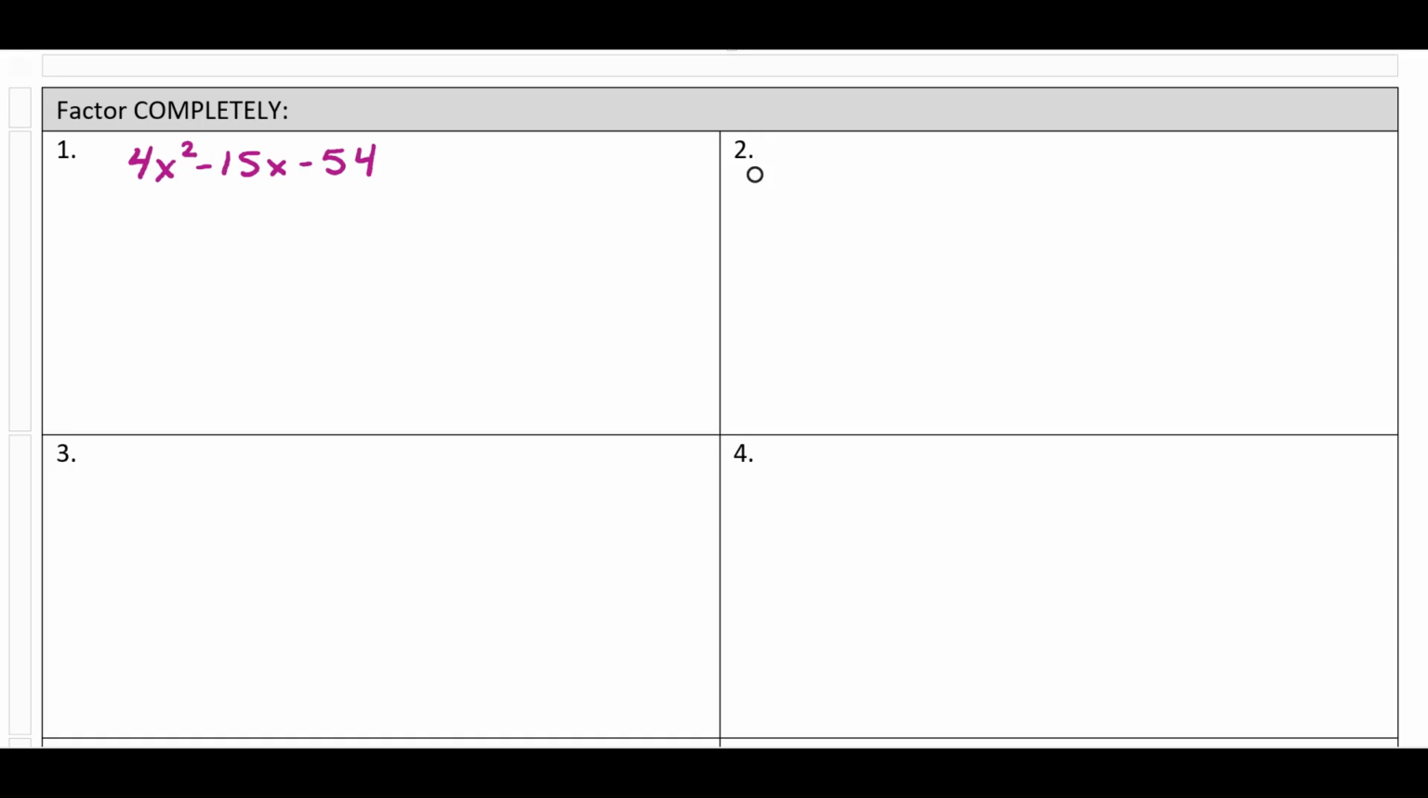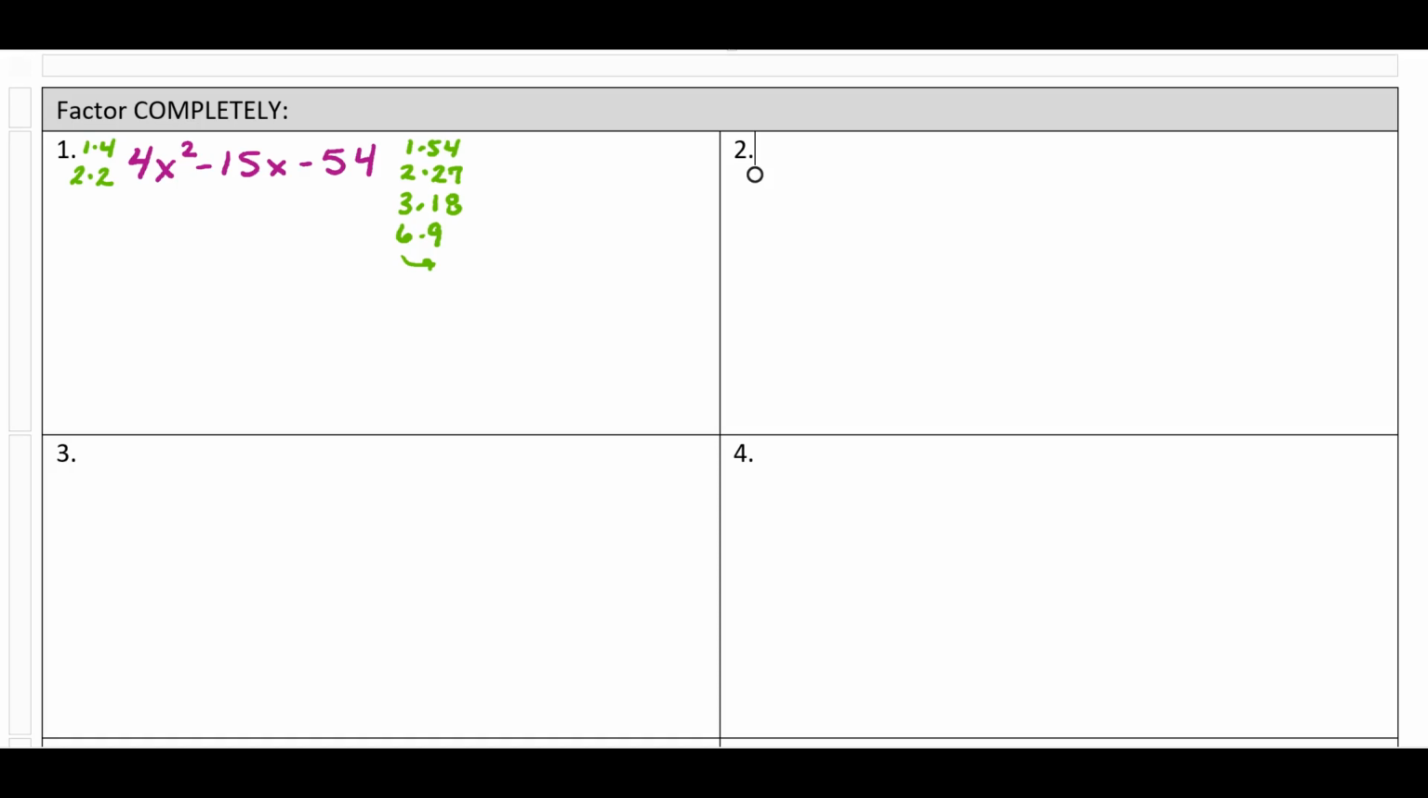So the next step is to list all our factor pairs. So starting with 4, I have 1 times 4, and I have 2 times 2. And those are all my factor pairs for 4. Now, 54 has quite a few more. So we have 1 times 54, 2 times 27, 3 times 18, 4 doesn't go in, 5 doesn't go in, and 6 goes in 9 times, and then 7 doesn't go in, so I'm back to my turnaround point. Okay, so once I get there, I know I've got all my factors.